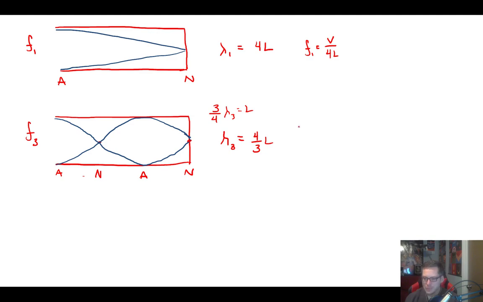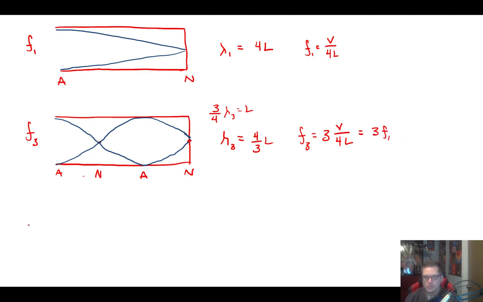All right. And then the frequency of the third harmonic would be equal to 3 times the velocity over 4L, or 3/4 V over L. Or we can plug this in again, right? And so you get 3 times F1.